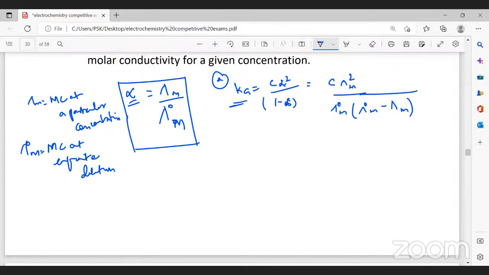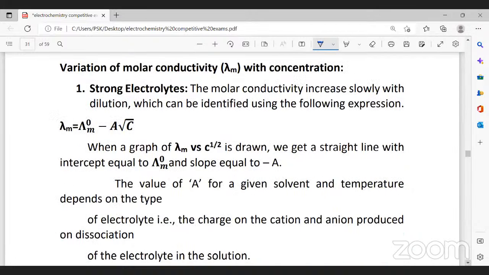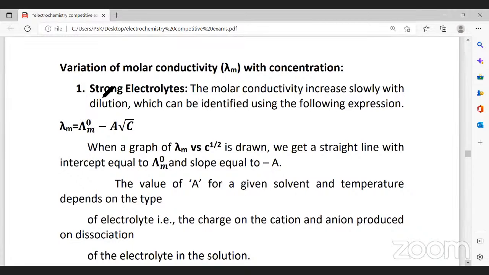So formulas you remember. Now see here, variation of molar conductivity with concentration. This is an important question for your 12th standard. In case of strong electrolyte, the first one is for strong electrolyte.